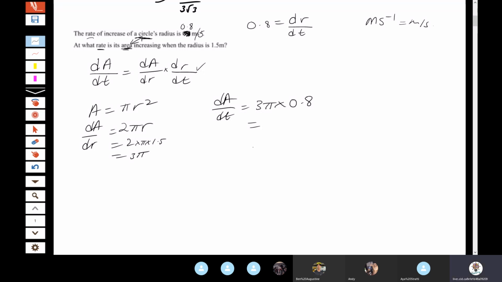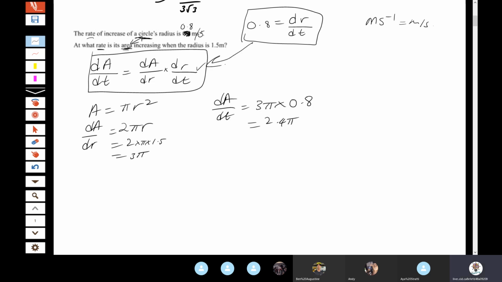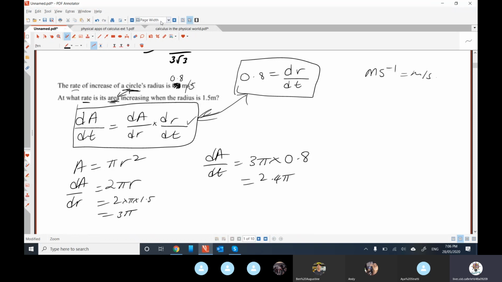Do you get that? The most important step there was this one here, and then knowing that the question says, at what rate is the area increasing when the radius is 1.5? Rate of area, dA on dt, equals dA on dr times dr on dt. Andy, all good now? Or better? Better now? Yeah, a bit better. Okay, let's do another one again.